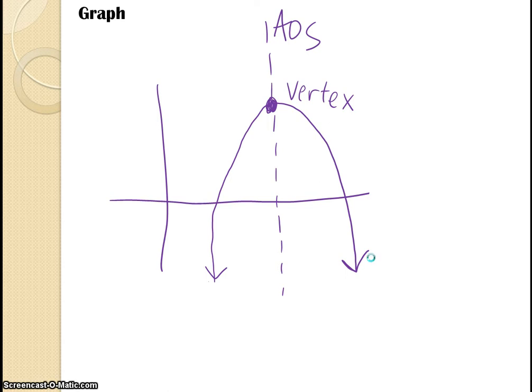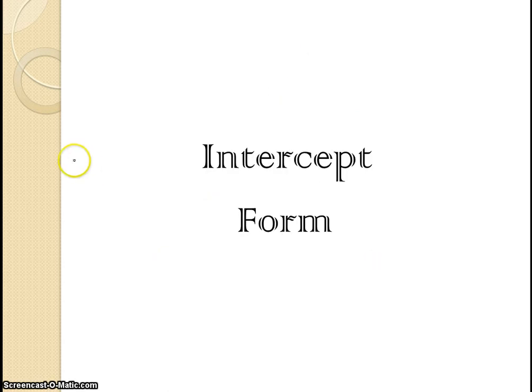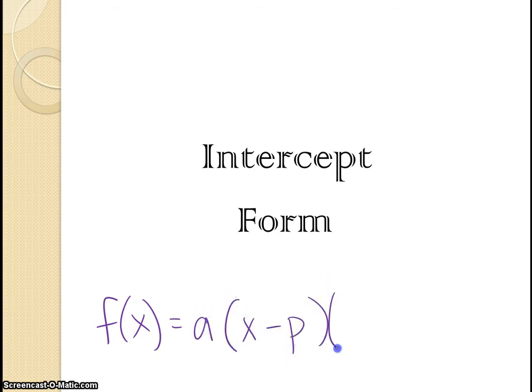Our last form is intercept form. We haven't done a whole lot with intercept form, but we have seen it. Intercept form is just our factored form. So f of x equals a times x minus p times x minus q. This looks a little different, but it's just our factored form.